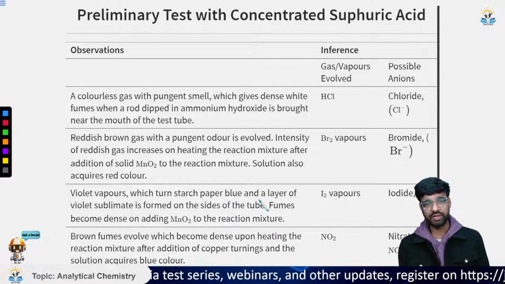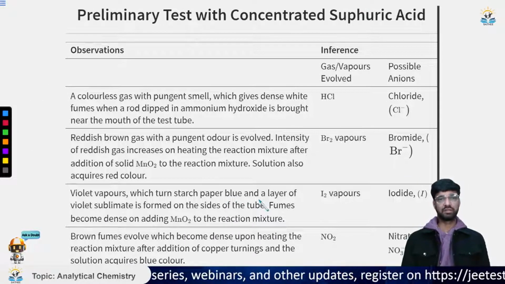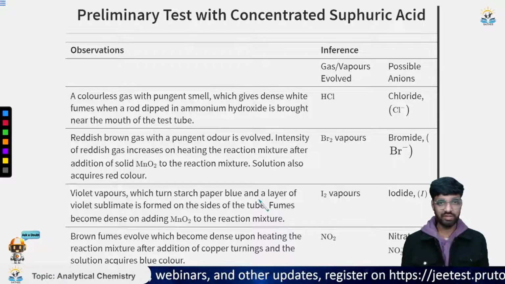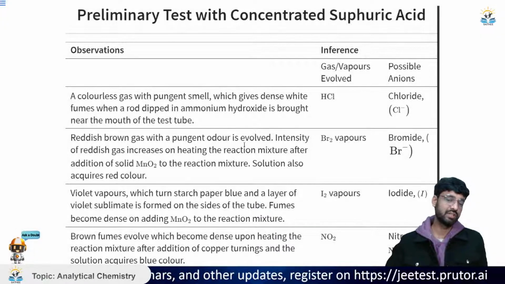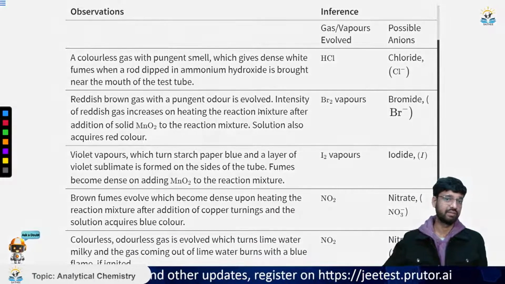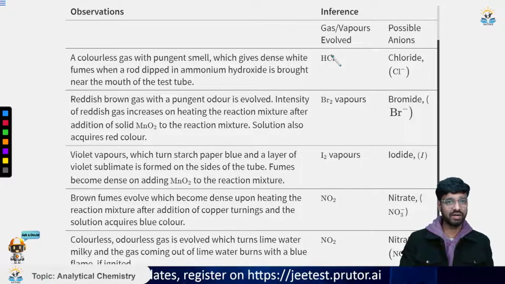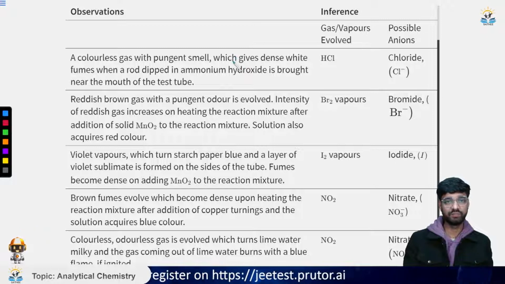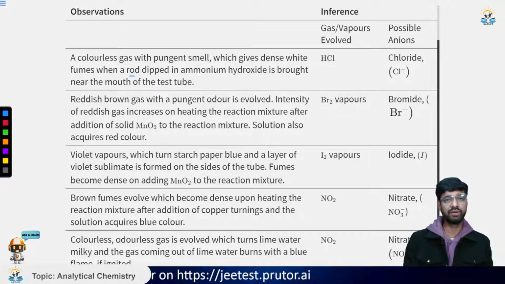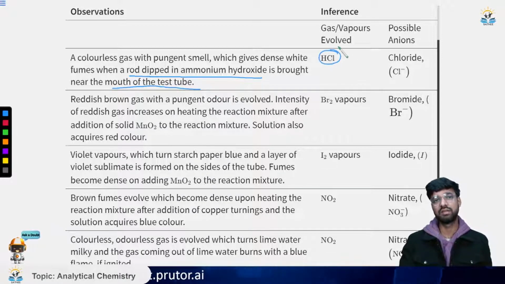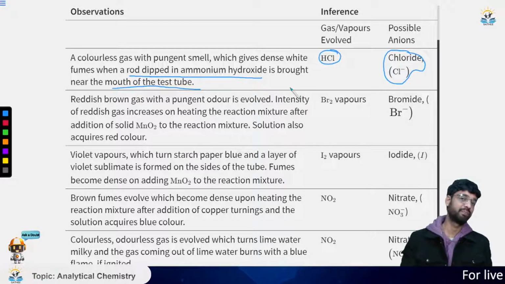Now, what happens to the rest of those salts which do not react with dilute sulfuric acid? We treat those with concentrated sulfuric acid. If a colorless gas with a pungent smell appears, which gives dense white fumes when a rod dipped in ammonium hydroxide is brought near the mouth of the test tube, then HCl gas is evolved and the possible anion may be Cl minus.